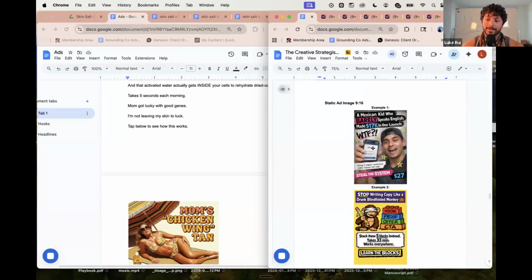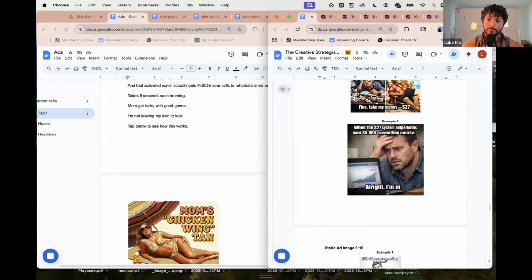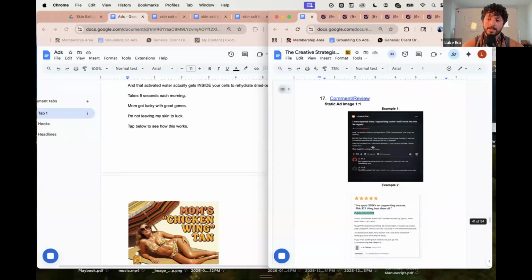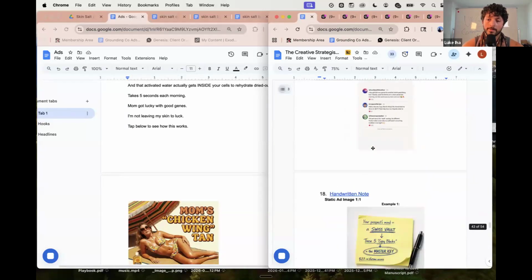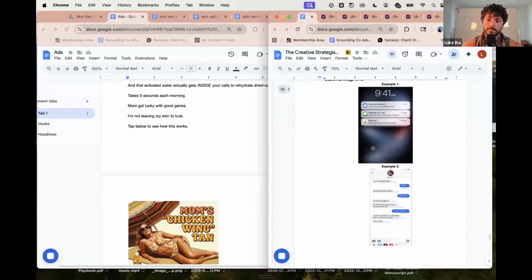Look how good these ads look. Come on. You guys seeing what I'm seeing, or are you brain dead? Both.